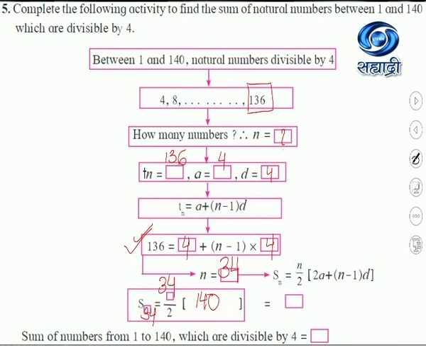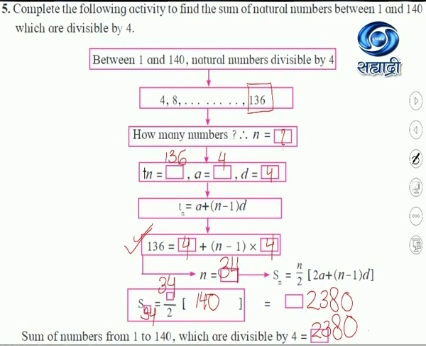Now when you carry out this complete calculation, in this box you are going to get 2380 as the answer. Therefore, the sum of numbers from 1 to 140 which are divisible by 4 is 2380. Okay, so this is one of the activities given in your book.